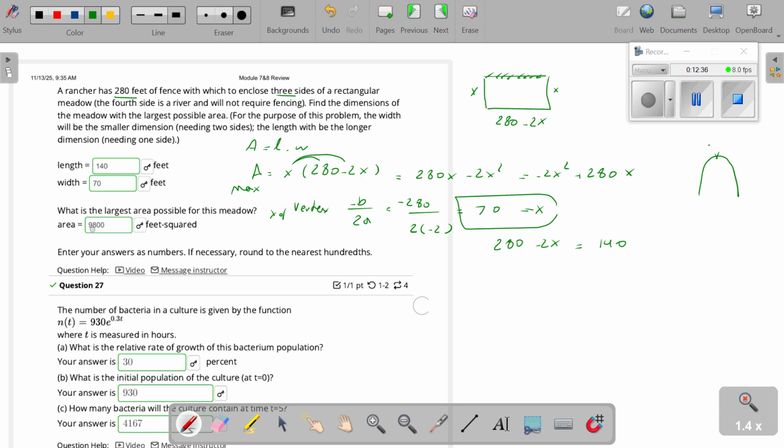And then we're looking for the largest area that is possible for this rectangle. So we just need to plug in 70 to find the y value of the vertex. When x is equal to 70, the area will be negative 2 times 70 squared plus 280 times 70. And when you use your calculator, that's going to be equal to 9,800.